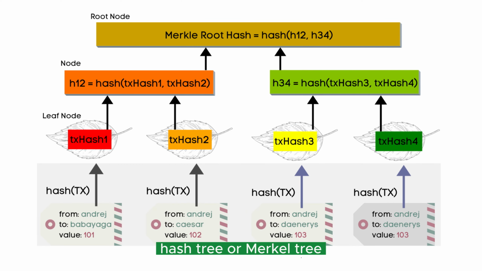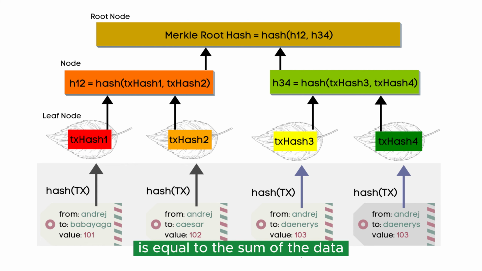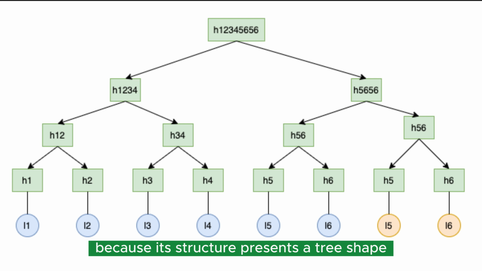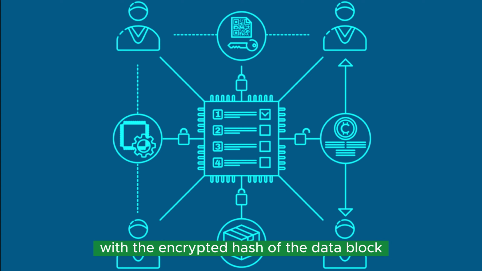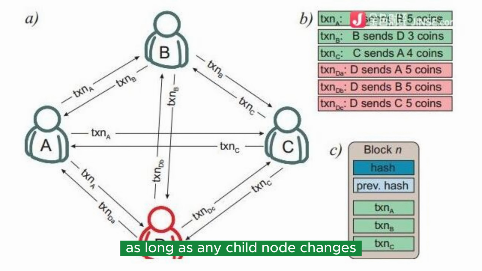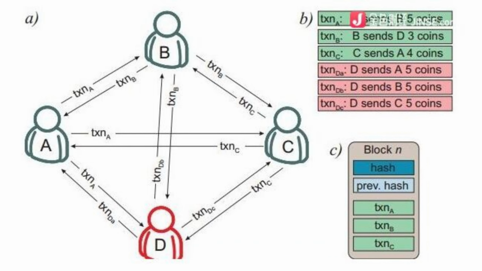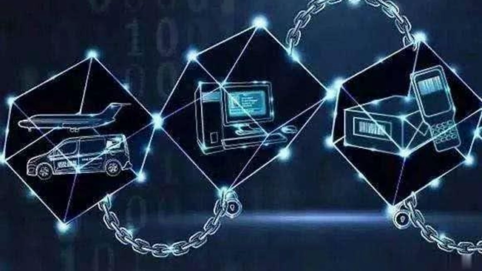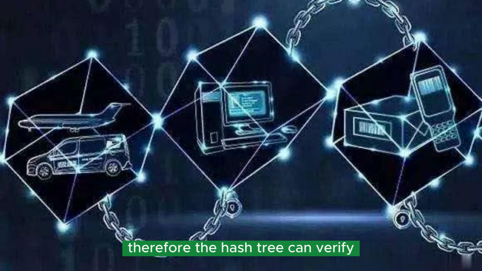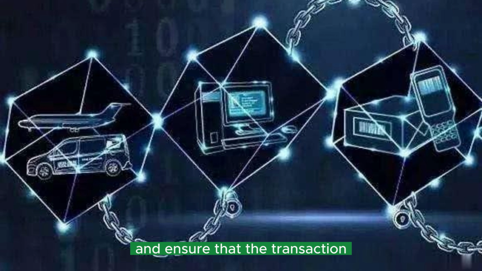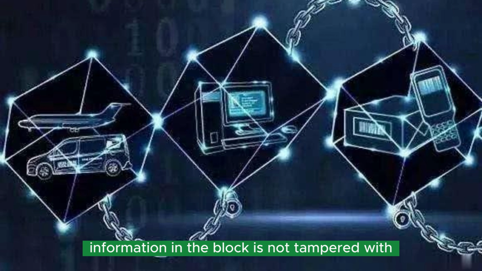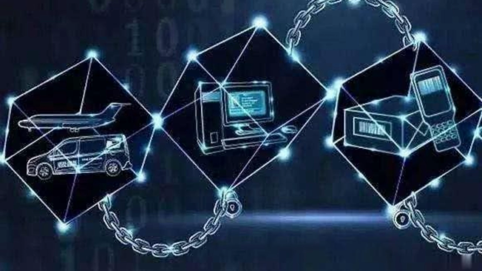Hash tree, or Merkle tree. The hash of any top node or root node is equal to the sum of the data of the left and right child nodes. Because its structure presents a tree shape, so it is called a hash tree. The nodes of the hash tree are labeled with the encrypted hash of the data block. As long as any child node changes, the root hash will change. Therefore, the hash tree can verify the content of the data structure and ensure that the transaction information in the block is not tampered with.